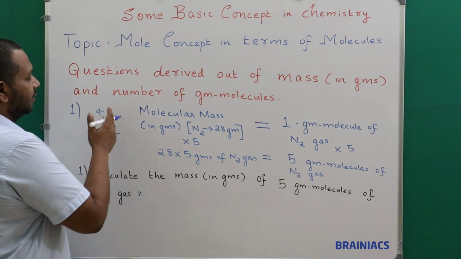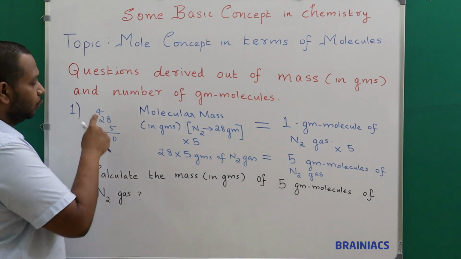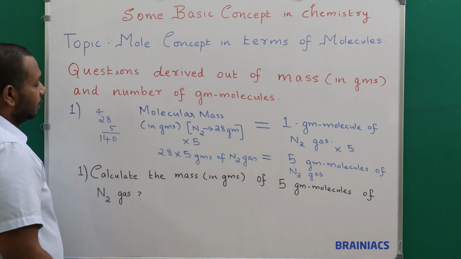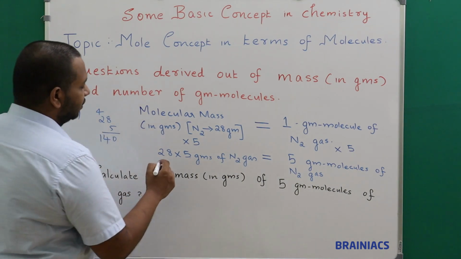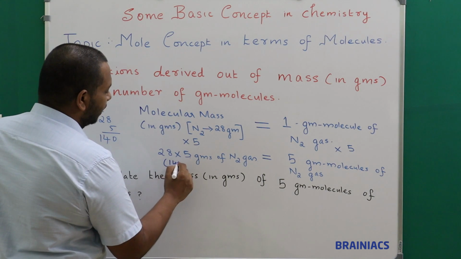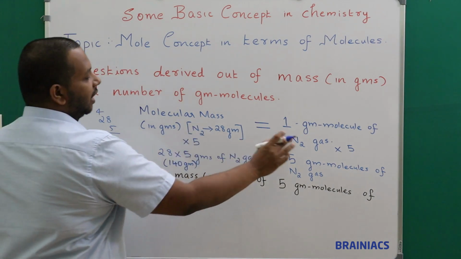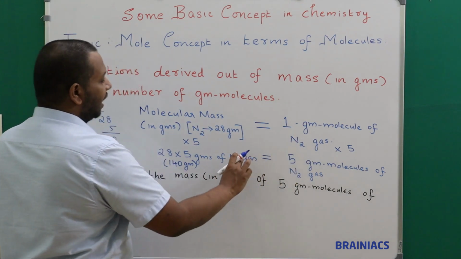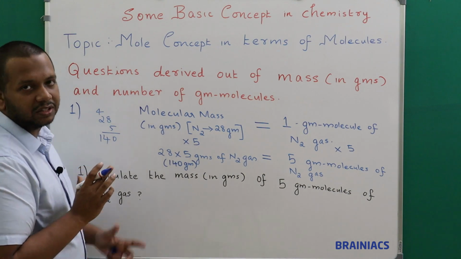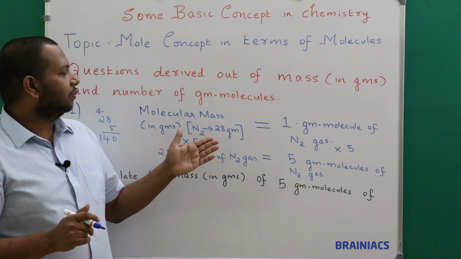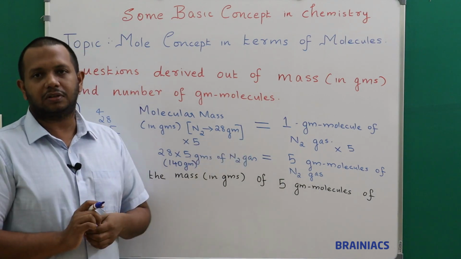Or easily we can say 30 into 5 is 150. Then 2 should be reduced. So 2 into 5, 10. You subtract it, you will get 140. You can do it like that just for your understanding. So I can say this is equal to 140 gram. So the answer is: 5 gram molecules of nitrogen gas will have a mass of 140 gram. We know that one more question can be derived out of this, so we will do that question next.